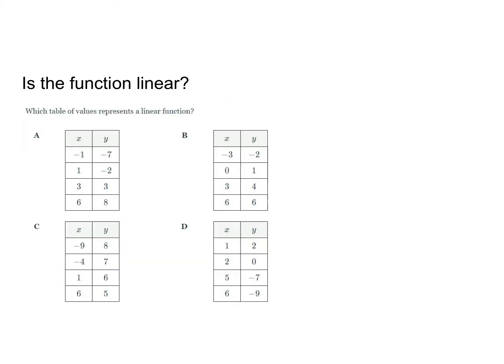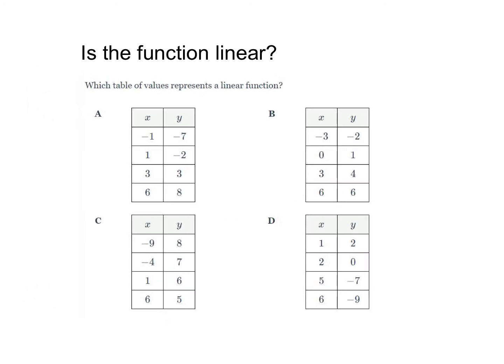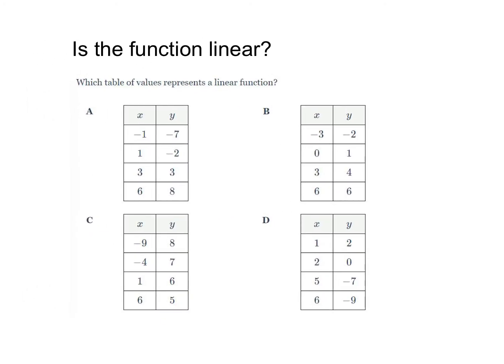Let's look at the next. So now we have another way of representing this. It's slightly easier to see it in a table form. So you're still looking for a linear function. That means a constant rate of change. That means your change in y over change in x is the same. So each time I'm going to check.